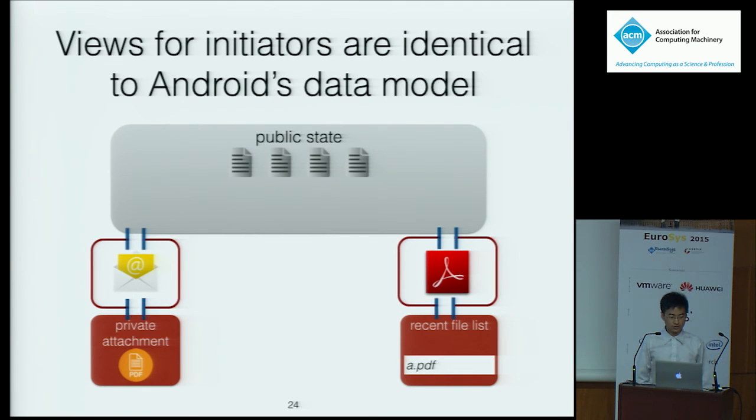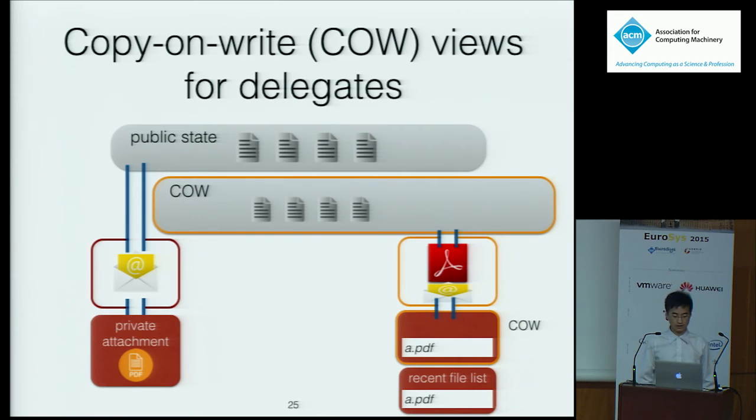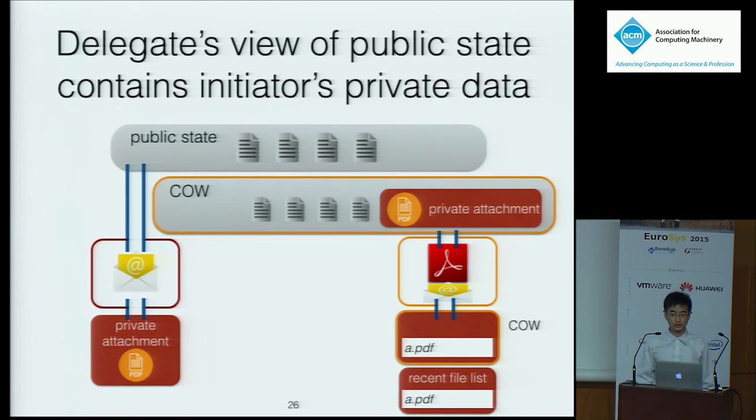First, the views for initiators are identical to Android's data model, where an initiator can directly access its private state and the public state. In our scenario, the email has the PDF attachment in its private state, and Adobe Reader maintains a list of recent files in its private state. But when Adobe Reader begins to run on behalf of email as a delegate, the system creates copy and write views for its private and public state. Next, the private state of the initiator email is included as part of the copy and write view for the delegates. In this way, Adobe Reader is granted access to the PDF attachment.